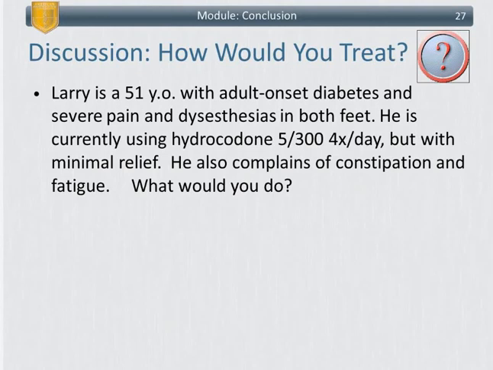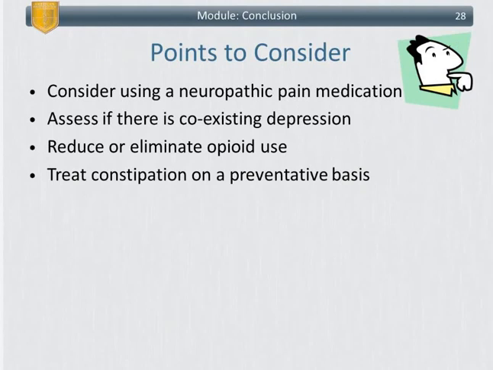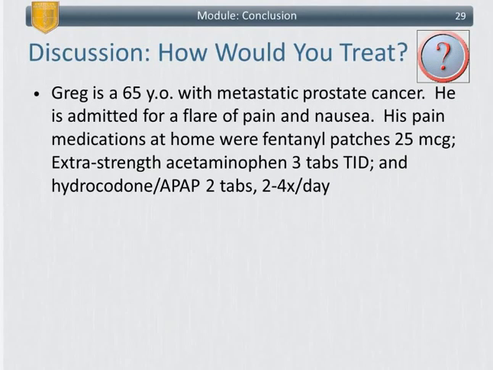Decrease the opioids that he's taking per day. Also make sure his diabetes is tuned up. Tune up his diabetes. Okay, good job. So consider using a neuropathic pain medicine. Assess if there's coexisting depression, because if there is, that might help you determine which neuropathic med you would probably use: an antidepressant. Reduce or eliminate opioid use, which you guys got. Treat constipation on a preventative basis. Good job. So let's do another one of them.